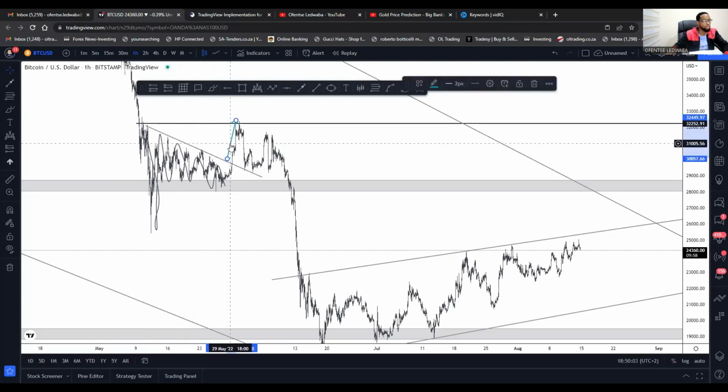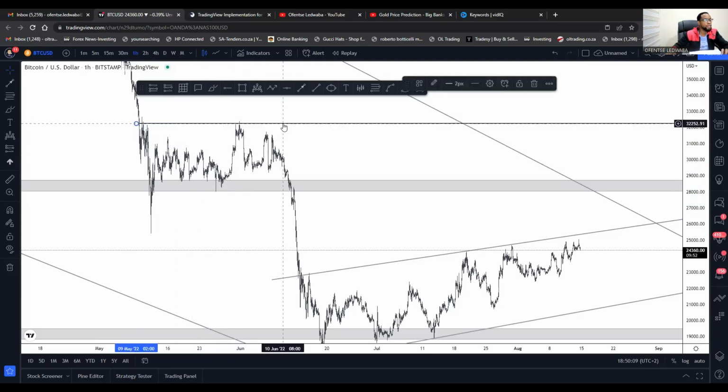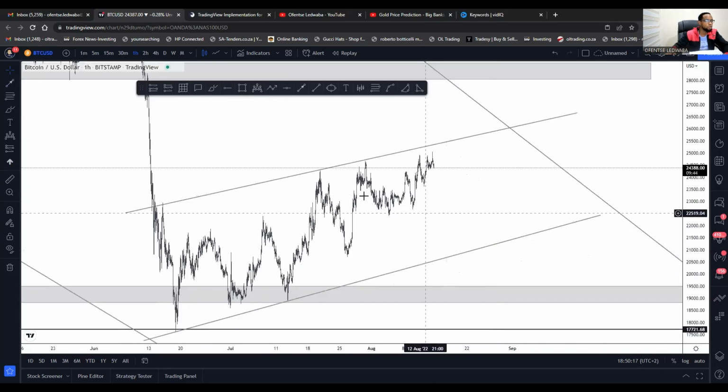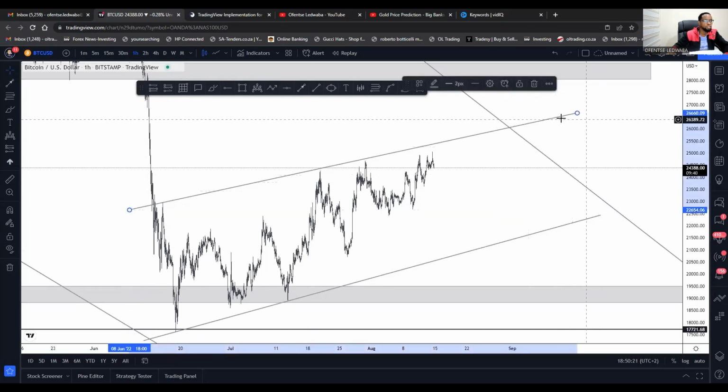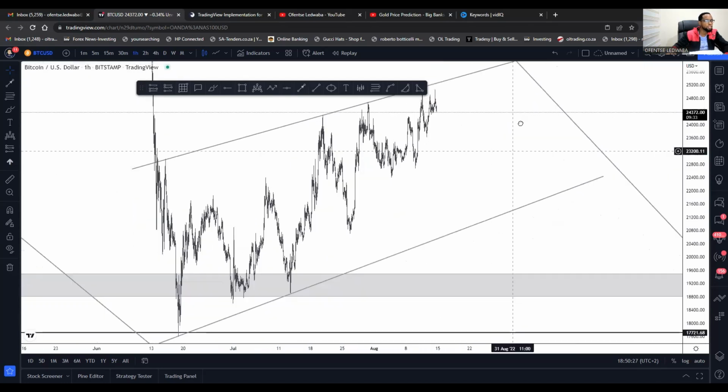Okay. Now let's look. So it showed that this particular area is very strong. Hence, you could see the market failed to break it above and then it pushed down. So what I'm looking at currently, I'm seeing a move. Bigger move is coming, guys.